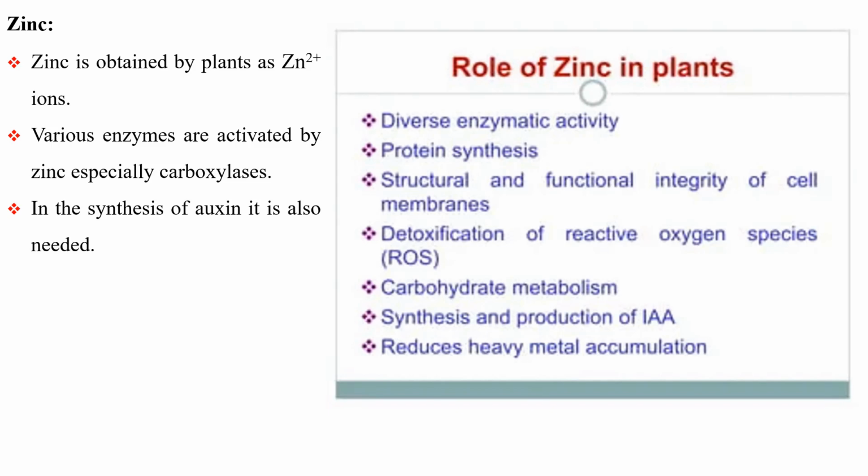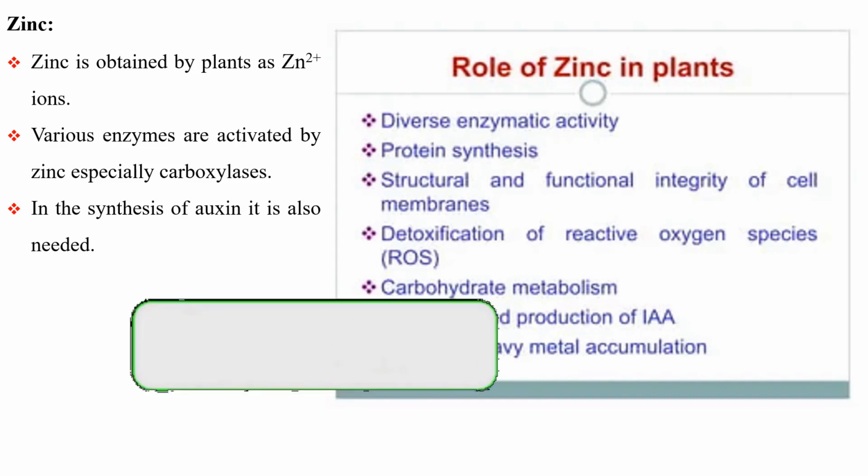Zinc. Zinc is obtained by plants as zinc ions. Various enzymes are activated by zinc, especially carboxylases. In the synthesis of auxin, it is also needed.